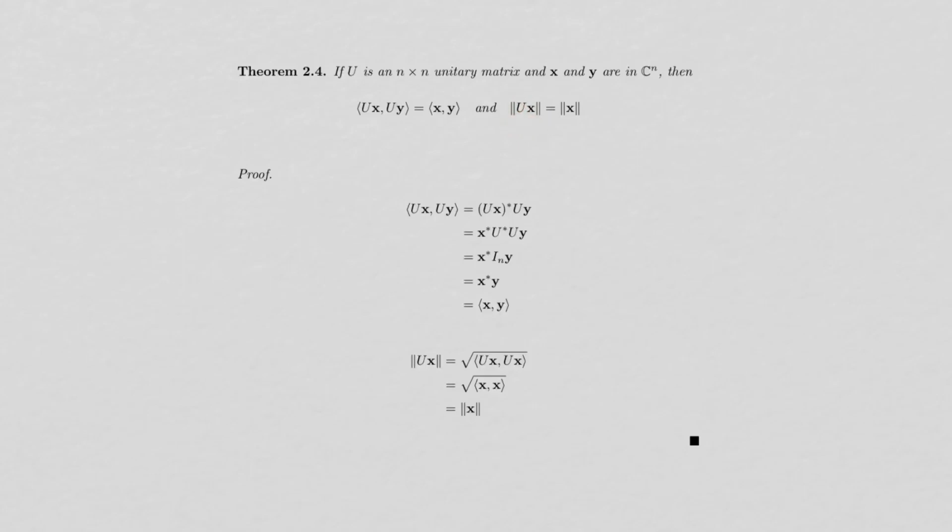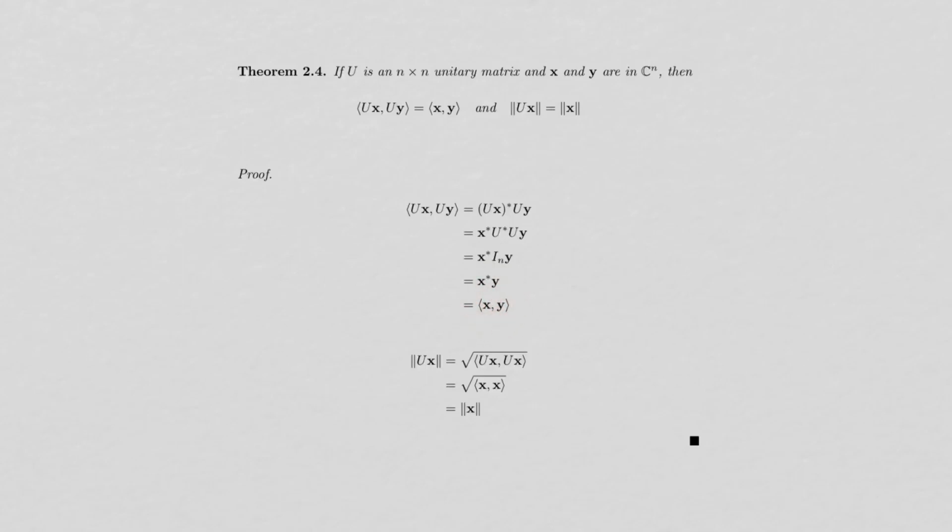The proof of the first part uses our standard trick that we have used before where we write an inner product as matrix multiplication. So we write the inner product of Ux with Uy as the adjoint of Ux times Uy, and then we use properties of adjoints. The adjoint of Ux is the adjoint of X times the adjoint of U. And here we use the fact that U is unitary. U star U is just equal to the identity. The identity times Y is just equal to Y, and X star Y is the inner product of X with Y.